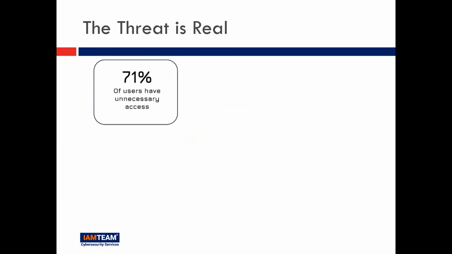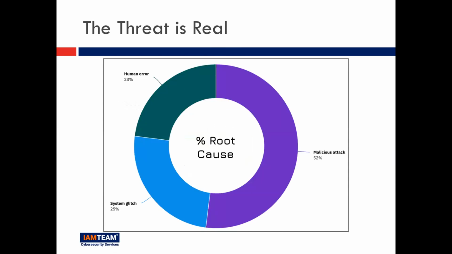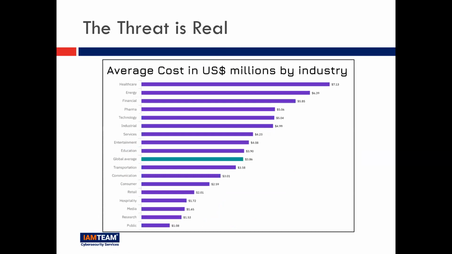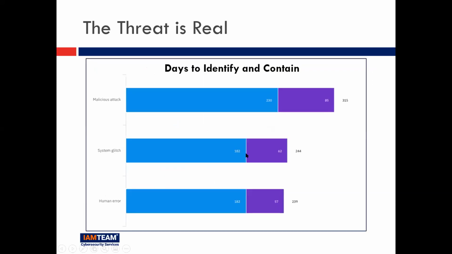In the recent Ponemon Institute Cost of a Data Breach report, breaches can be categorized under 3 root causes: malicious attack, system glitch, and human error. And highly regulated business sectors such as healthcare, energy, and financial experience significantly higher than average total cost of breach, primarily because breaches in these sectors result in significant business losses. And lastly, the average time to detect a breach is 280 days because attackers are able to hide their tracks, so they can lurk in your environment without you even knowing it.